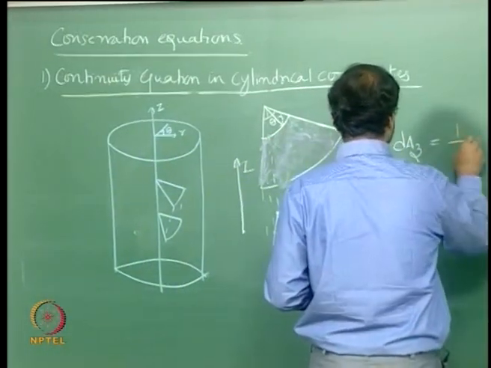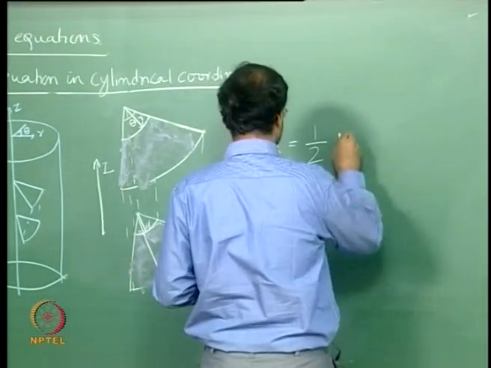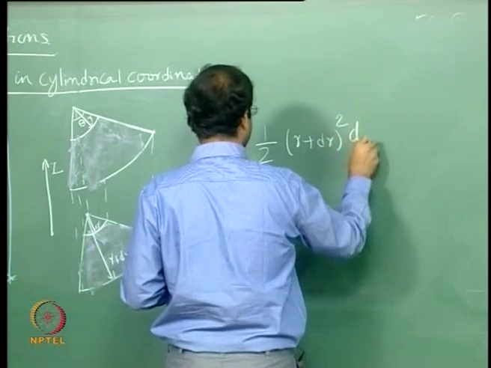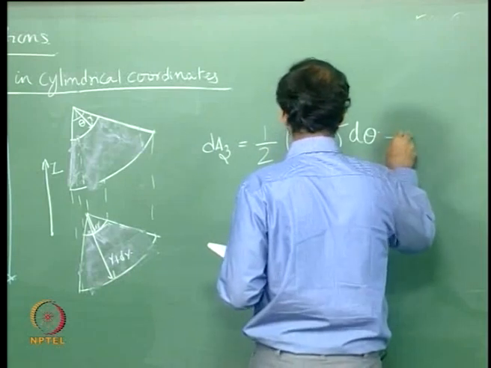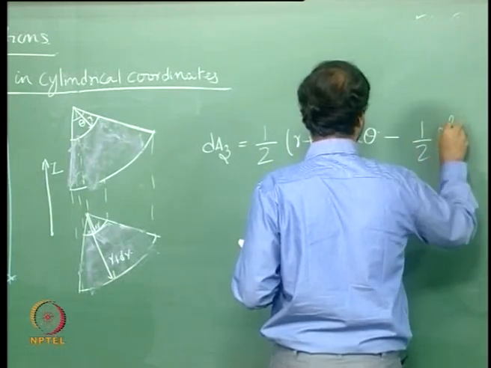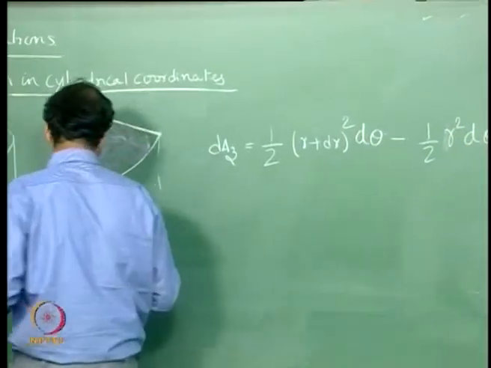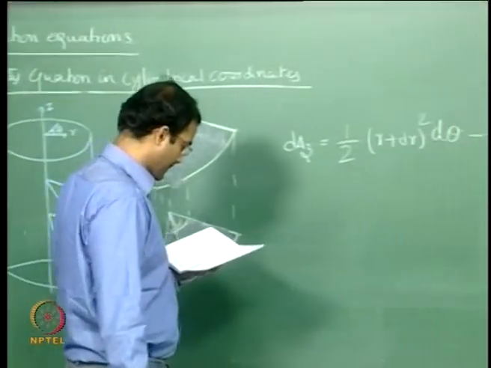So the area of the sector enclosed by the radius r plus dr will be half (r plus dr) the whole square into d theta. Similarly, the area of the sector enclosed by the radius r will be half r square d theta. So you subtract these two, and that gives the differential area between r and r plus dr.